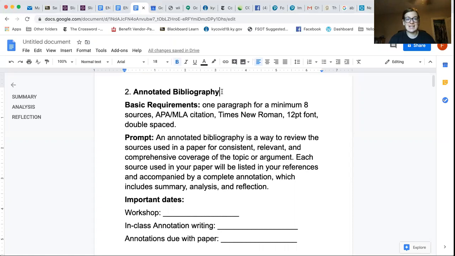So for your annotated bibliography, you're going to be writing one paragraph for a minimum of 8 sources, because again, 8 is your required source for your argument paper, so it makes sense that your annotated bibliography is going to require 8 paragraphs as well. You can do your APA or MLA format, Times New Roman, 12-point font, that all stays the same. In fact, this formatting is going to be the same as your works cited. So you can include this all in one file when you submit, or you can break it up into 2 parts if you want on Blackboard when you submit these. They're going to be due the same day.